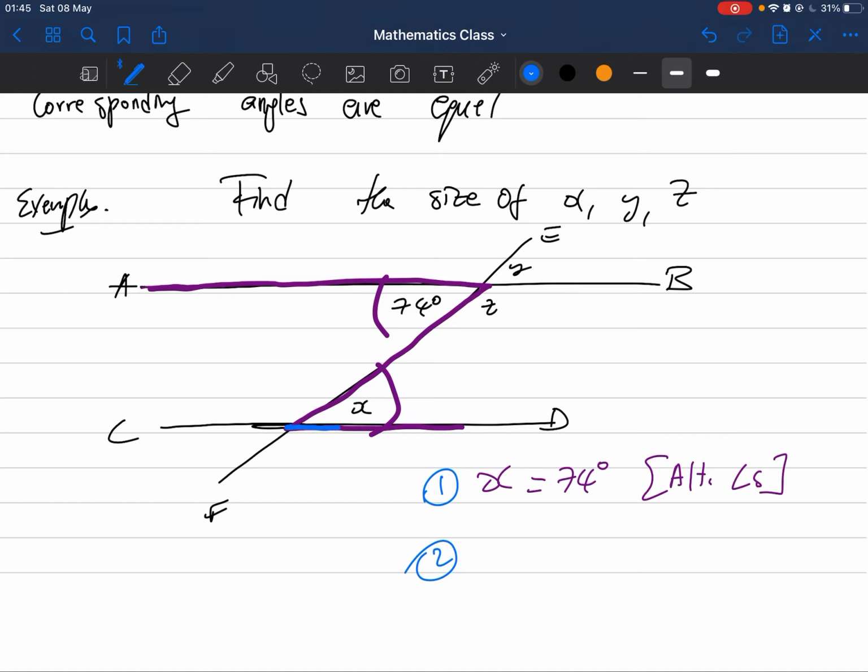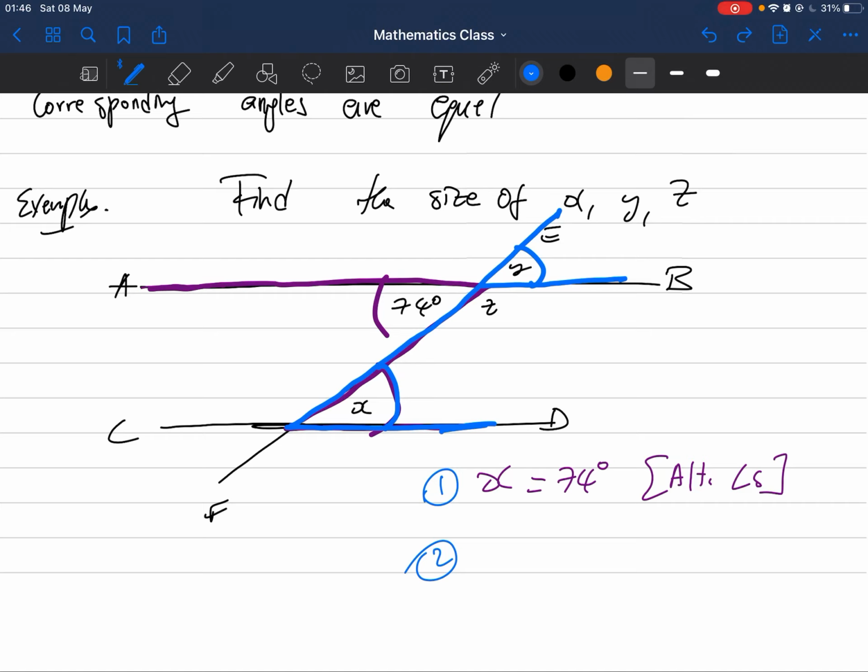Now you see this and that and that. This looks like an F. It's like an F which is upside down, right? So meaning this angle and this angle are equal, right? You see, it looks like an F which is upside down. So this angle and that angle are equal.